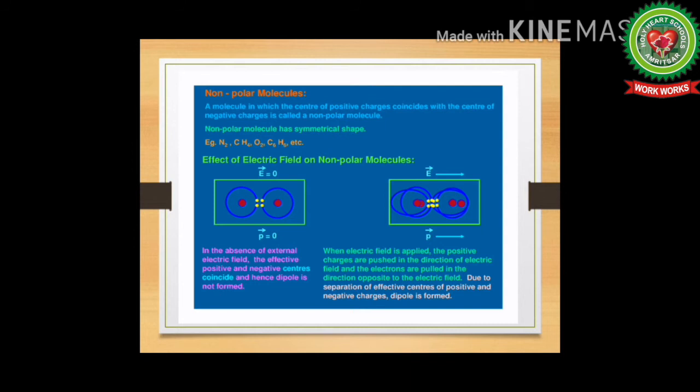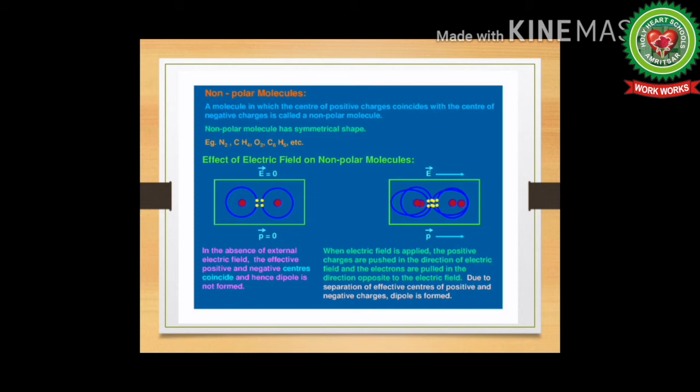Now, non-polar molecules. Non-polar molecules are the molecules in which the center of gravity of positive charge coincides with the center of gravity of negative charge, or the centers of positive and negative charges are coinciding with each other. Since they are coinciding, there is no distance between positive and negative charge, and hence the dipole moment is absolutely zero. Examples of non-polar molecules are nitrogen, methane, and oxygen. These molecules have a symmetrical shape.